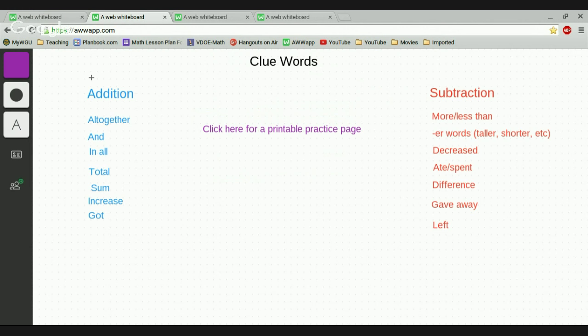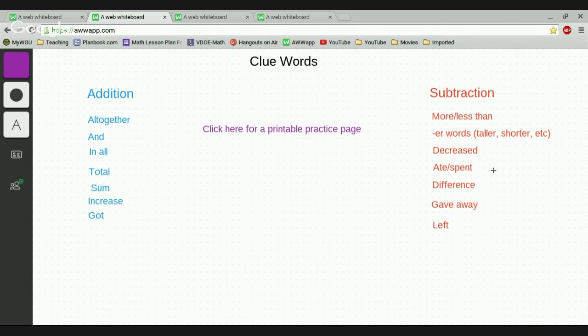Basically, if it's asking you that you have 2 or 3 or 4 amounts and you're bringing them together, that's going to be addition. Now on the flip side, subtraction is the opposite. If it says more or less than, you're comparing 2 different things. You're saying that one is bigger or taller or better than the other. Any word that ends in ER, generally speaking, is going to be a subtraction, like taller, shorter, more than, less than, decreased, ate, spent, because once you eat something, you spend money, you gave it away.